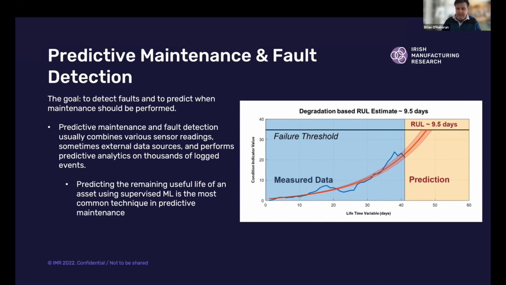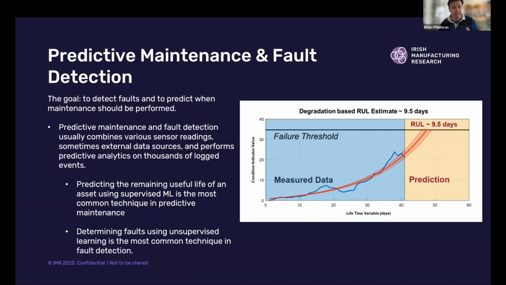Sometimes you have external data as well, and it uses the information from those sensors to predict on thousands of logged events. For predictive maintenance, predicting the remaining useful life of an asset using supervised machine learning is probably the most common technique. An example of that is given in the illustration on the right-hand side. You can see we're predicting that for that particular asset, the remaining useful lifetime is 9.5 days after the horizon. For determining faults, we use unsupervised learning instead.